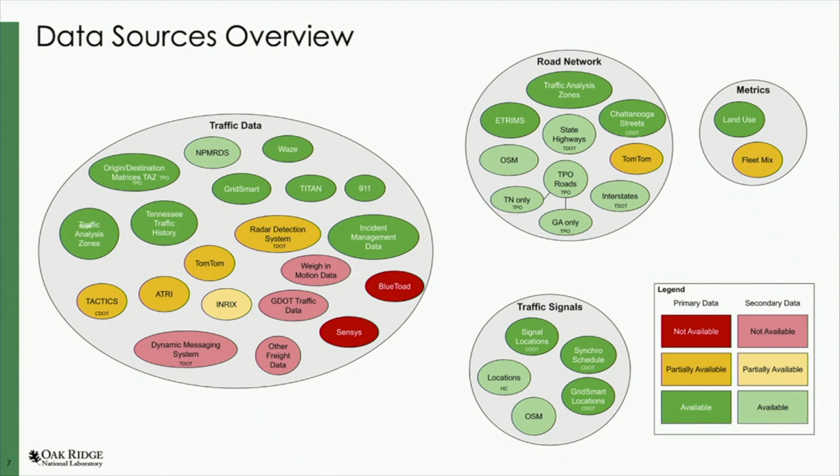The colors here are like a traffic light scheme, so red means we don't have it, yellow means we have some of it. For example, maybe we have historic data, but not real-time data for something that we need real-time for. Green is we have the full thing, and if it's highly saturated, it means it's very important to the project. Less saturated means it doesn't really matter that much. We can make do with other sources.